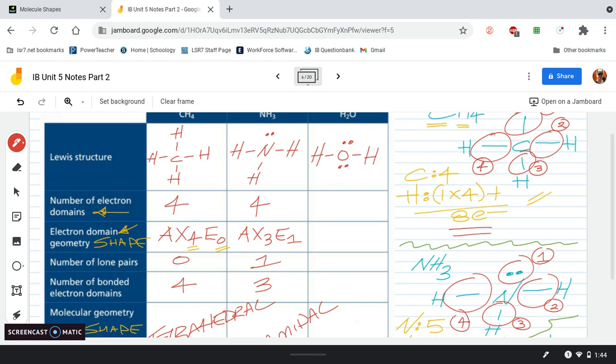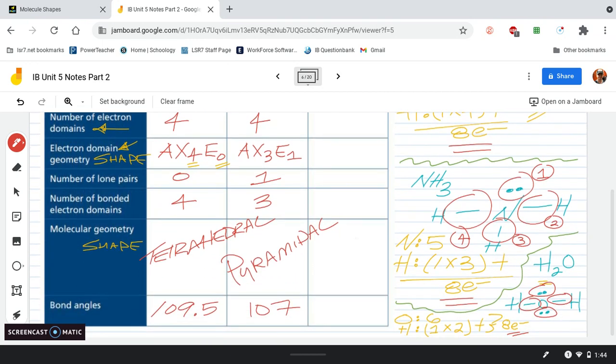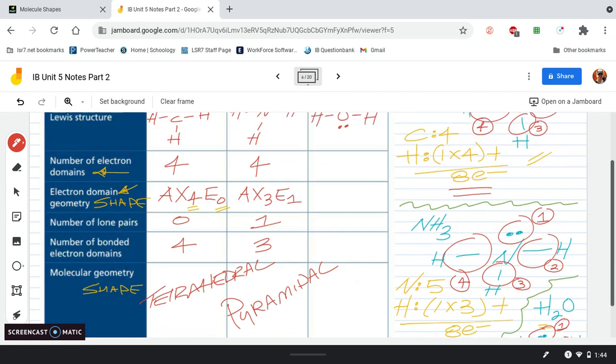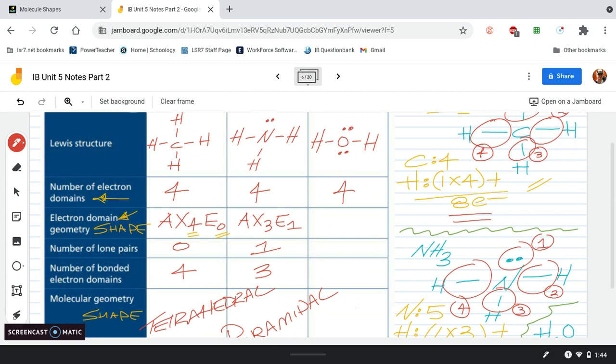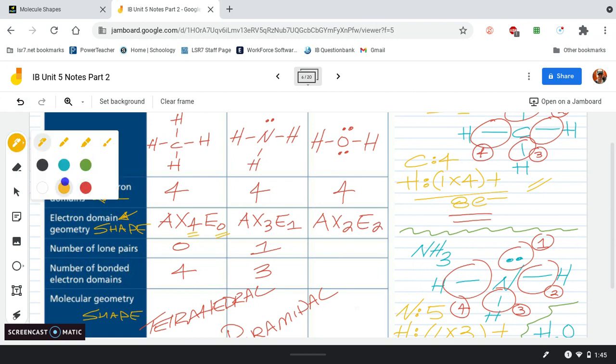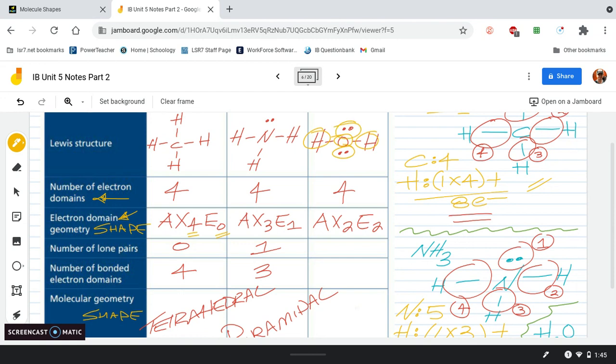How many electron domains? Again, everything attached to the middle is an electron domain. So there's 1, 2, 3, and 4. And so you can see every one of these has 4 electron domains. But again, this is going to be a different shape. It's an A for the central atom, X for the 2 H's, the 2 things that are attached, and then E2. So there's my A, there's my 2 X's, and there's my 2 E's.